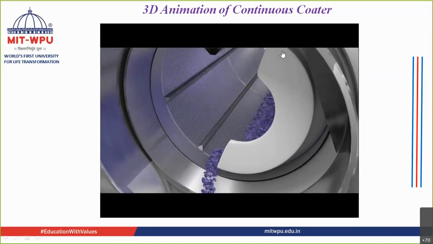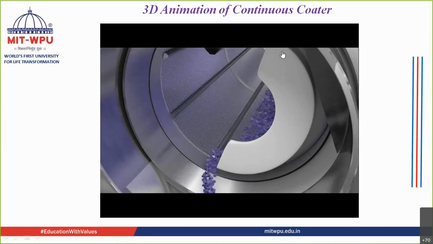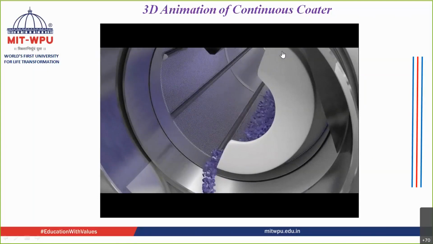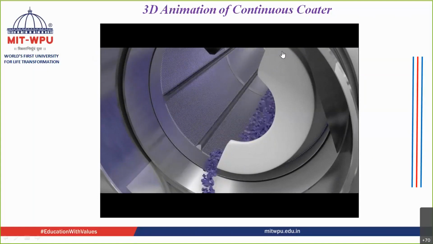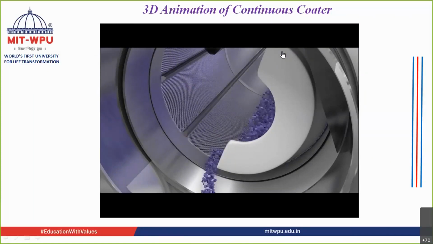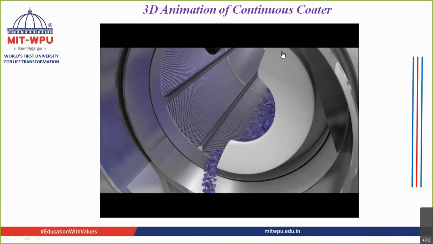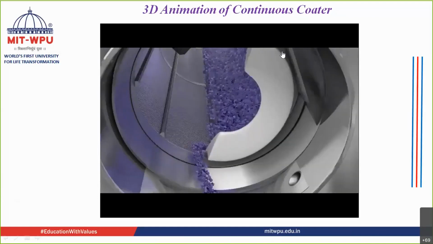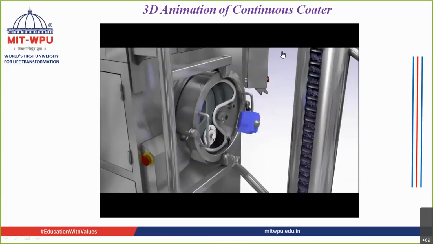Continuously, the final product is also removed. The adjustment is made in such a way that slowly the tablets come in contact with these spray guns, they get coated, and the final product is continuously removed. This process can go on continuously for 7 to 8 days without stoppage of the machine.